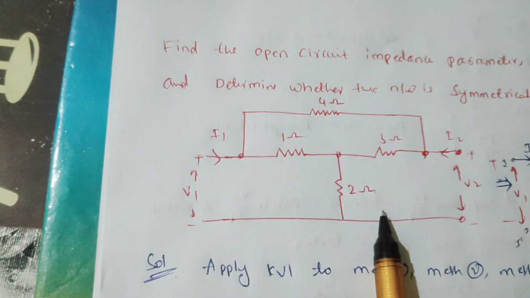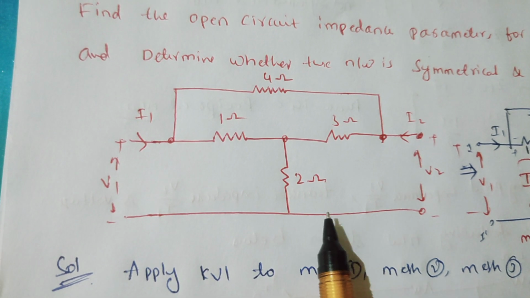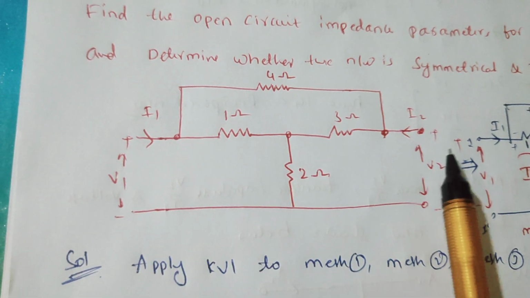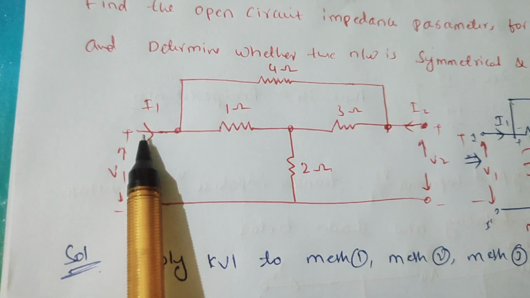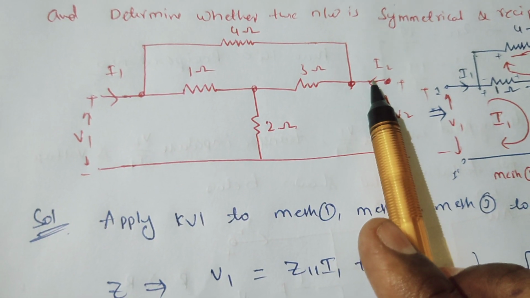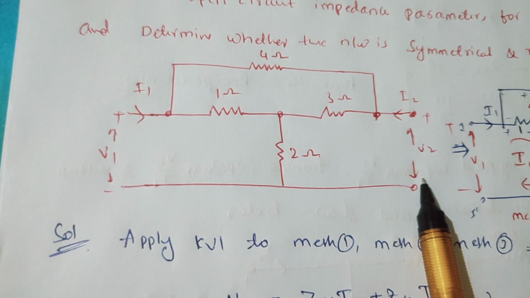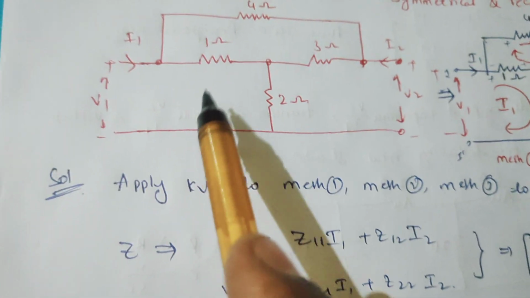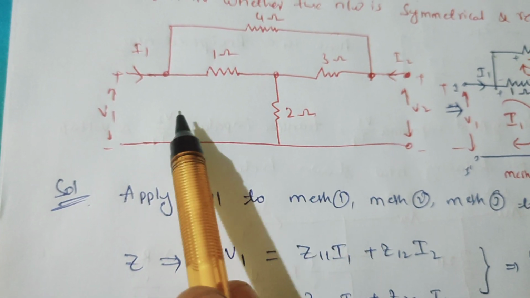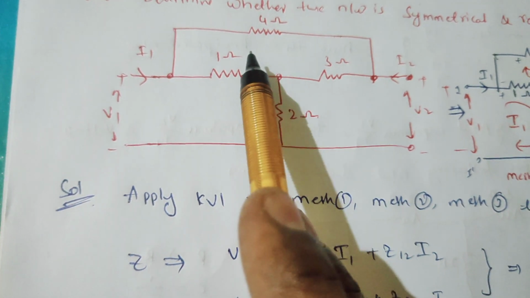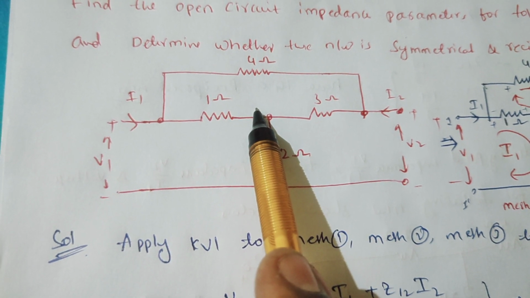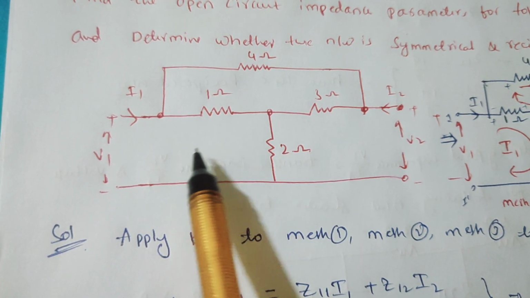So let's consider this network. This network is called a bridge T network. It has two ports, 1-1' and 2-2'. For 1-1', the current is I1 and the voltage is V1. For 2-2', the current is I2 and the voltage is V2. In this one, we have three currents. One is I1 current in mesh 1, here it is I2 current in mesh 2, and in mesh 3 it is I3 current. This is your intermediate current, so we will get the intermediate current value in terms of I1 and I2.